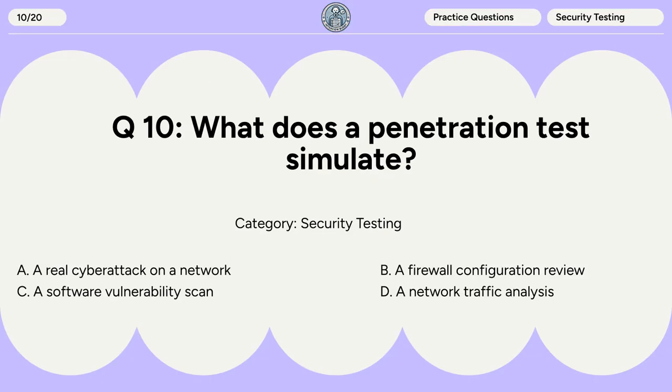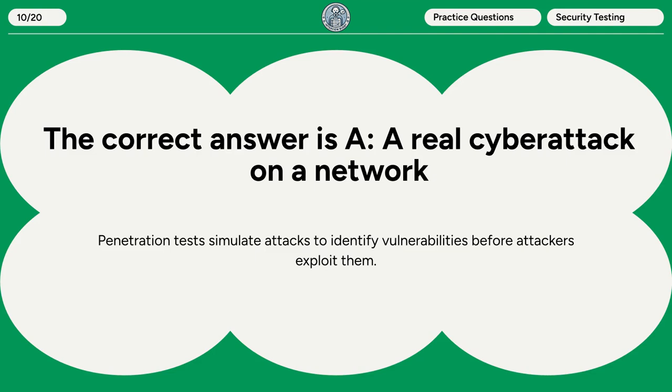Question 10. What does a penetration test simulate? A. A real cyber attack on a network. B. A firewall configuration review. C. A software vulnerability scan. D. A network traffic analysis. The correct answer is A. A real cyber attack on a network. Penetration tests simulate attacks to identify vulnerabilities before attackers exploit them.